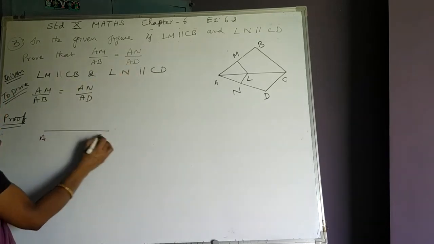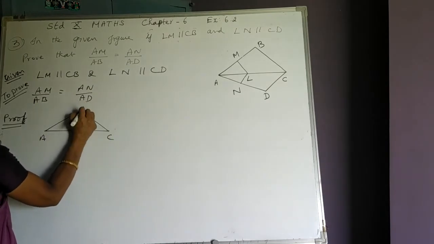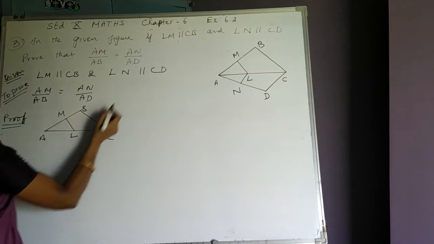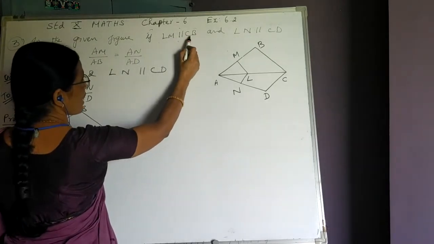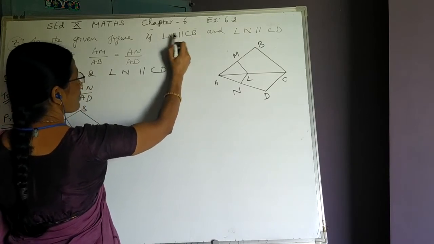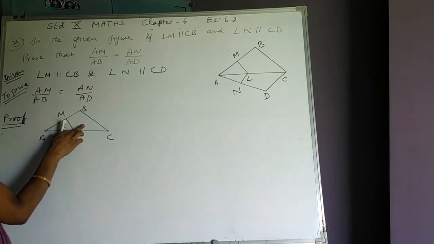I'm going to separate this figure into two sections. I'm taking the triangle in which the parallel lines are there. The first figure, LM is parallel to CB. So I identify a triangle in which LM is parallel to CB. Which triangle is it? This triangle.